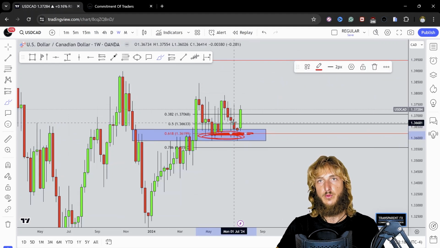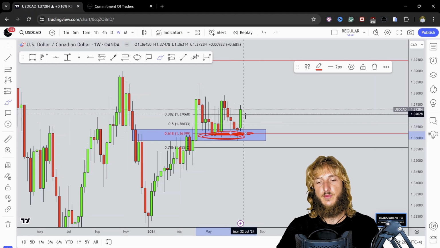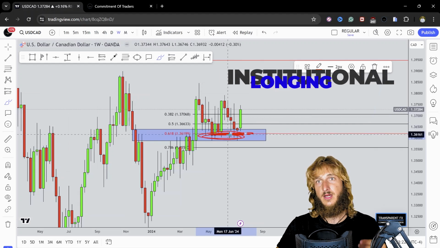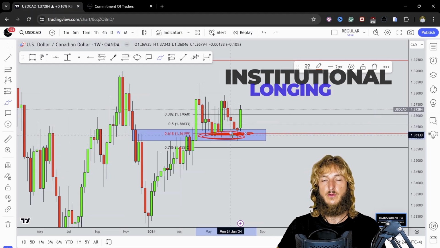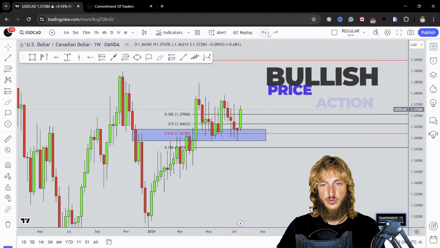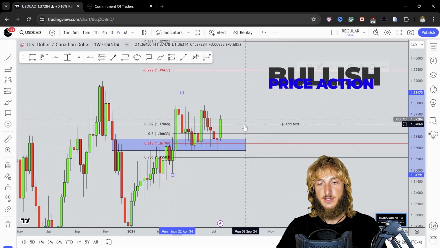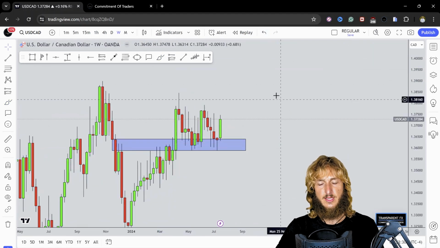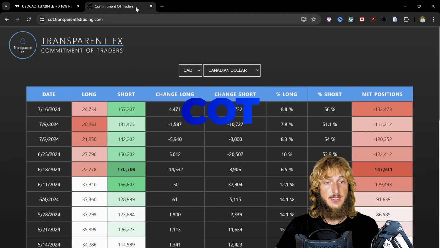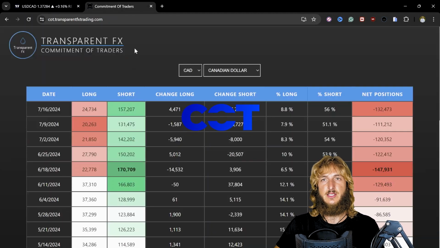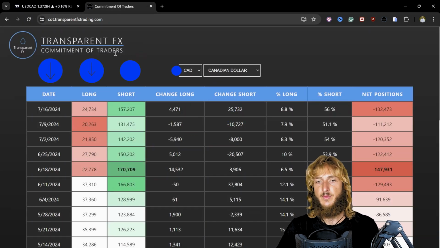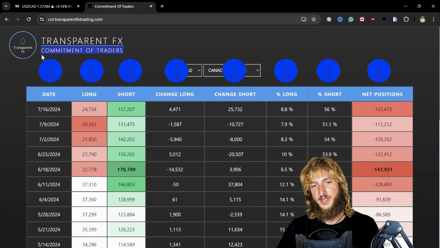And when there's a confluence of support zone, there is an increased probability of getting institutional longing, which at that point could further increase the probabilities of a potential rejection to the upside away from this zone. Now, in a situation like this, let's go and see if we are already seeing that institutional longing for USDCAD. In order to do that, we have to check the commitment of traders.